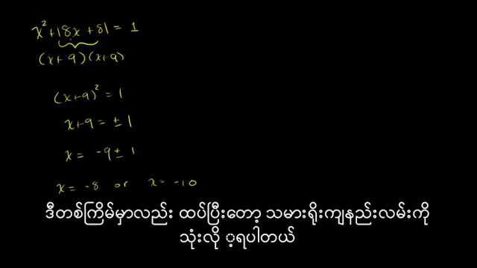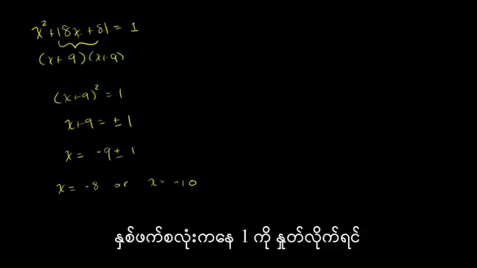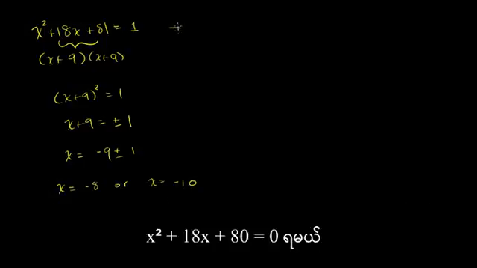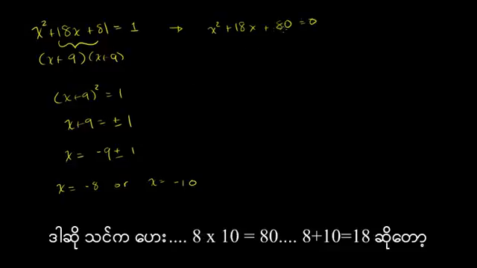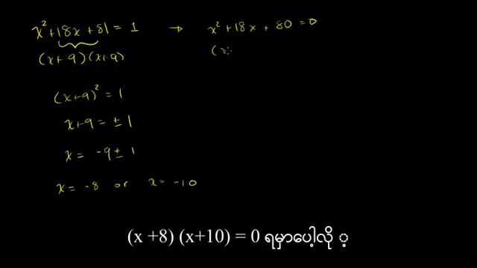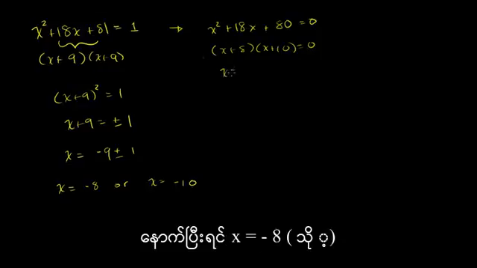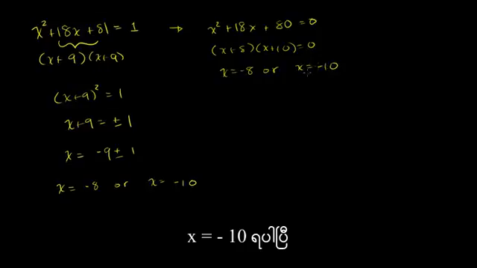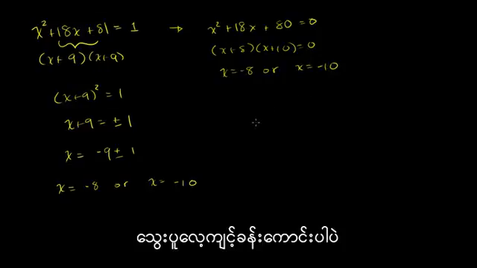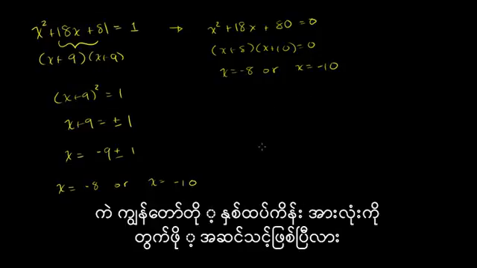And once again, you could have done this the traditional way. You could have subtracted 1 from both sides, and you would have gotten x squared plus 18x plus 80 is equal to 0. And you'd say, hey, gee, 8 times 10 is 80. 8 plus 10 is 18. So you'd get x plus 8 times x plus 10 is equal to 0. And then you'd get x could be equal to negative 8, or x could be equal to negative 10. That was a good warm up. Now I think we're ready to tackle completing the square.